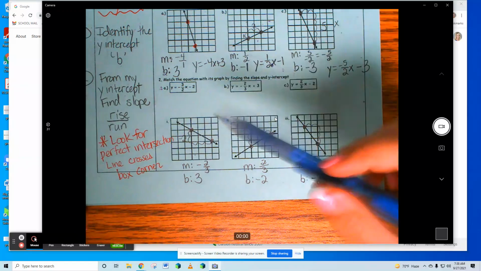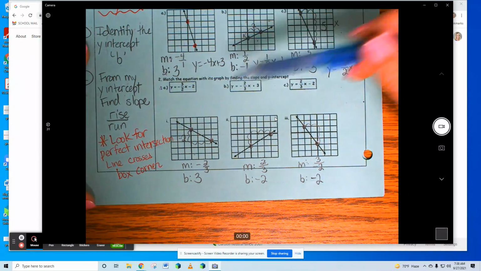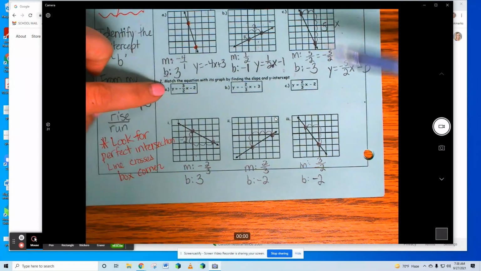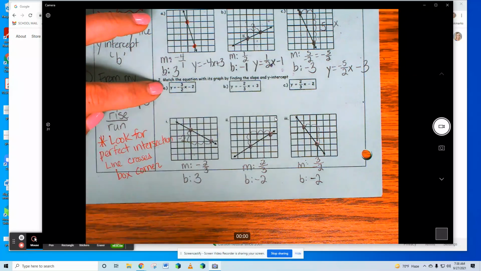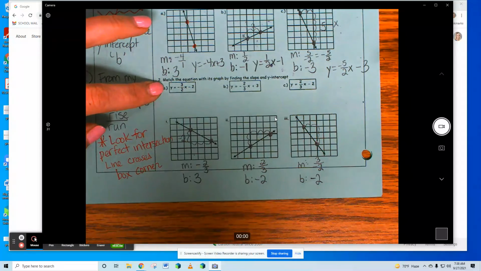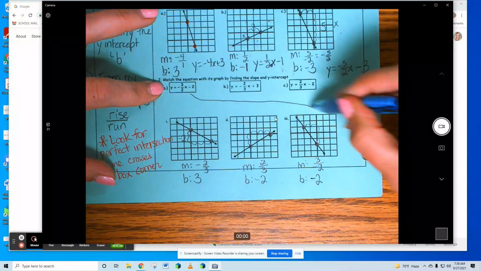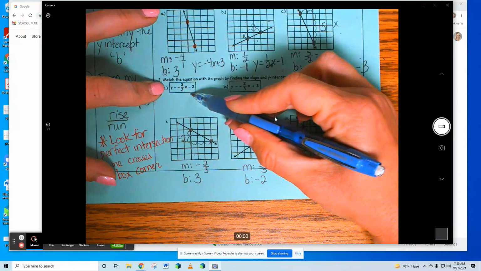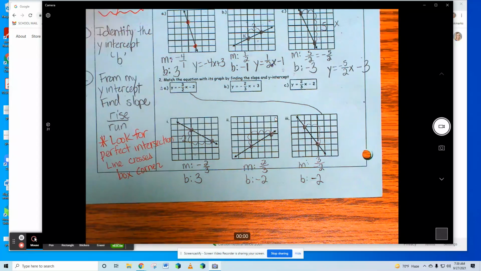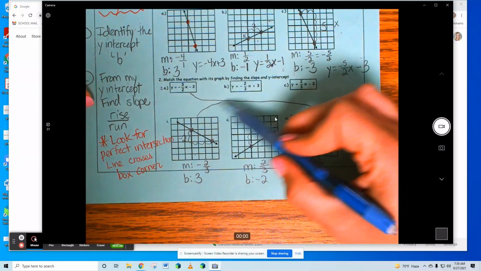What does A go with? Equation A matches with which Roman numeral graph? 3. Thank you. Are you guys having a case of the Mondays? Or is this really difficult? Is this really easy? Oh, so I'm just going painfully slow? Oh, okay.